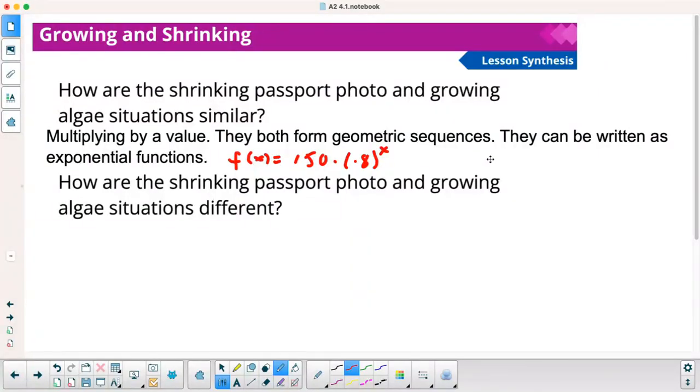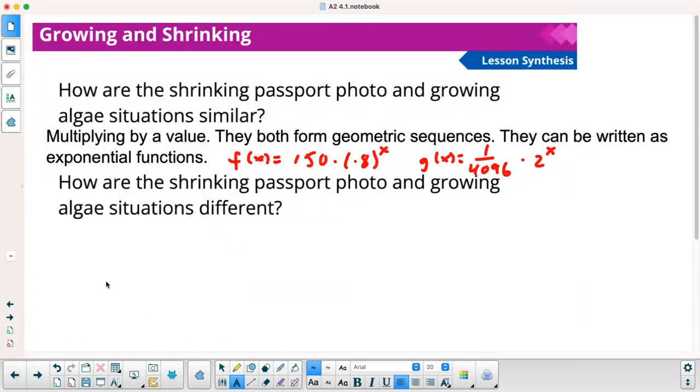The algae one, your initial amount was 4,096 times 2 to the x. Make that equal to g of x there. Okay, so they're exponential. Obviously, this is less than 1, so it ends up being a decay. This is greater than 1, so it ends up growing. How are they different? Well, I kind of answered that right there.